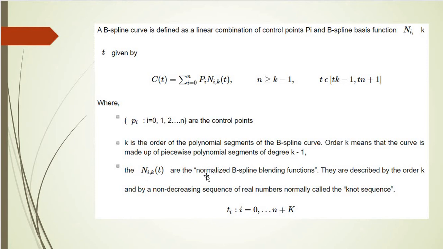Now Nik of t is the normalized B-spline blending function. They are described by the order k and by a non-decreasing sequence of real numbers, normally called as knot sequence. Knot sequence is represented by ti, i equals 0 up to n plus k.